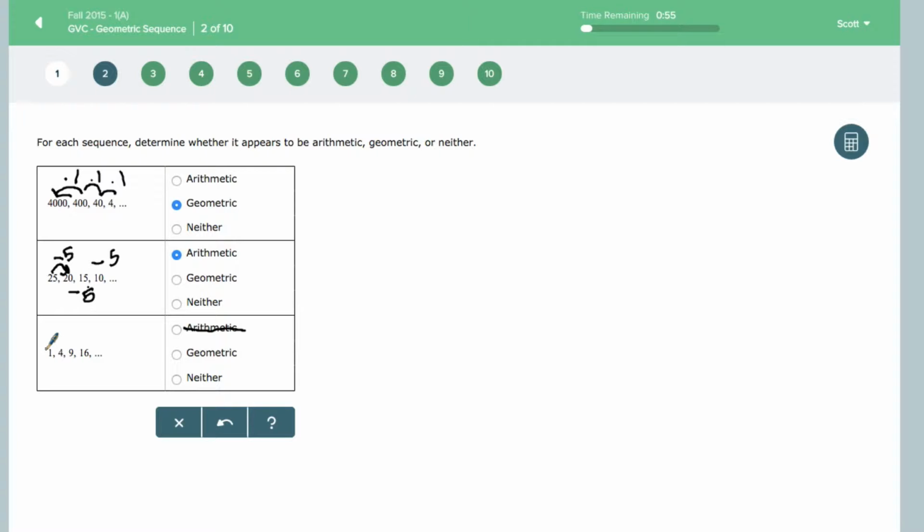If we look here, plus 3, plus 5 can't be arithmetic. 4 divided by 1 is 4. 9 divided by 4 is 2.25, so it is not geometric either. So in this case, the answer would be neither. So that's how you do the first two.